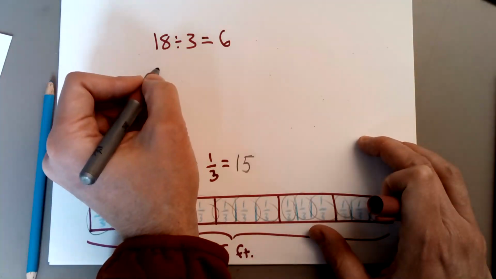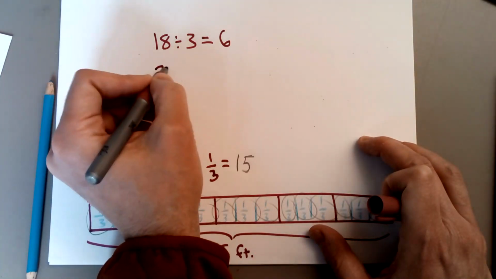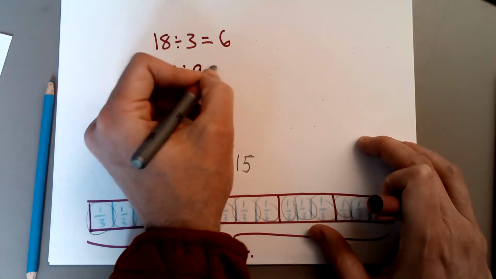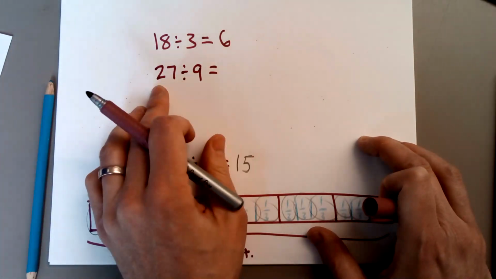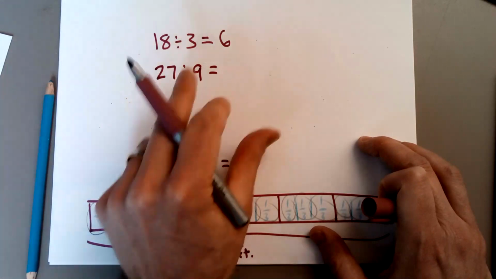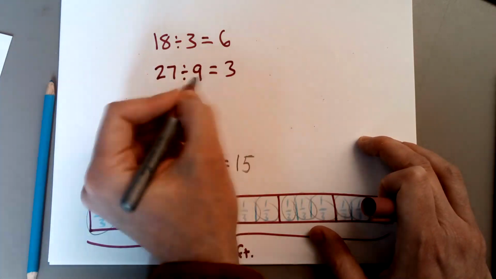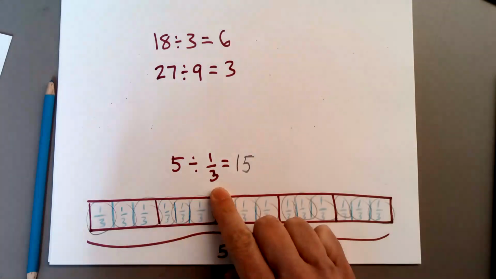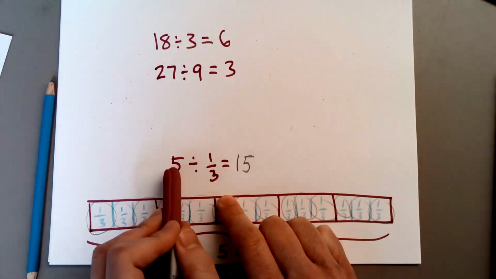Another one, let's do 27 divided by 9 maybe. How many 9's fit into 27? 9, 18, 27. 3 9's fit into 27, so 3 is the quotient. It's a good way to think about this as well. How many 1/3's can fit into 5?